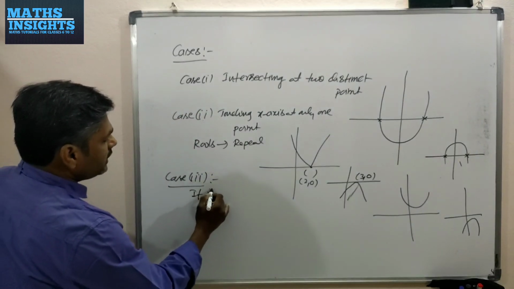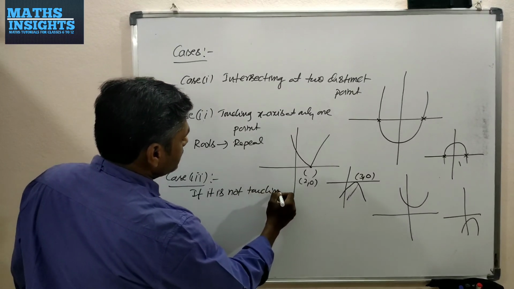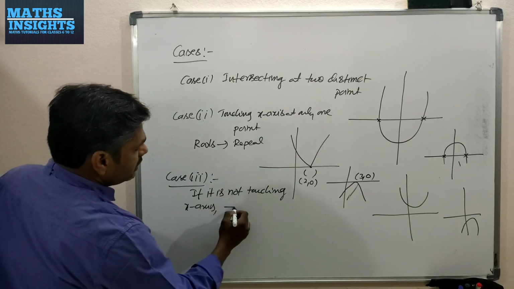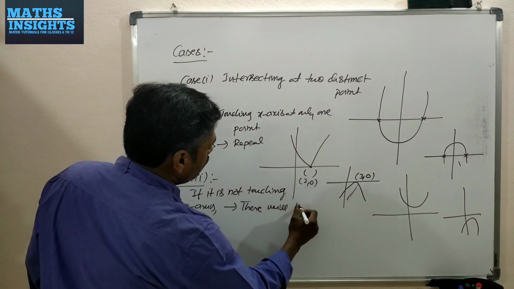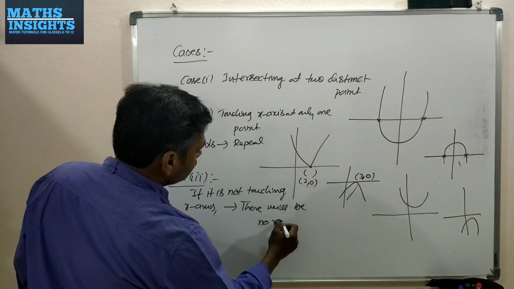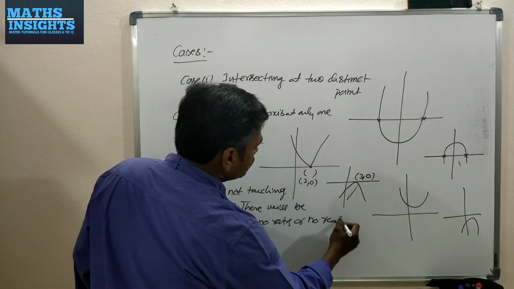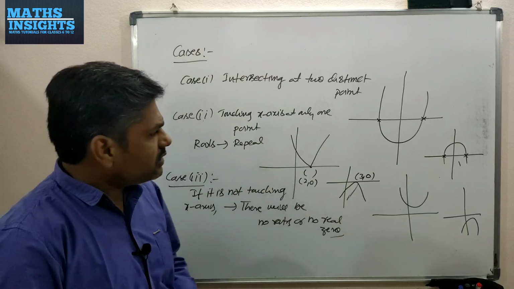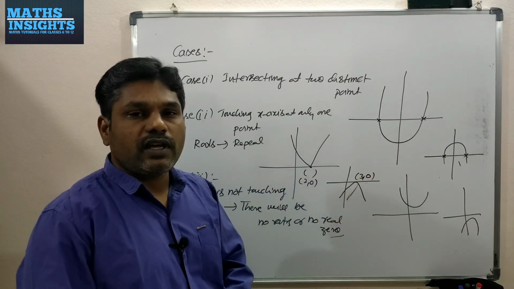If it is not touching the x-axis, there will be no real roots. You have to say no real roots, or no real zeros. So these are the cases where it meets the x-axis, and how it will meet the x-axis.